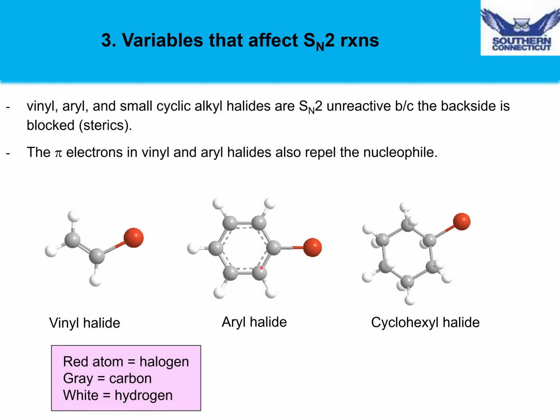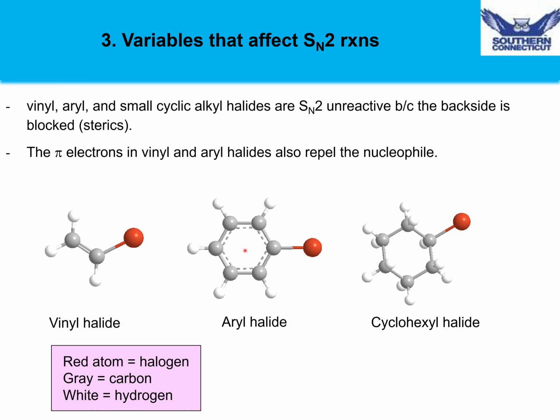This is a 6-member ring. The incoming nucleophile would have to get inside of that ring to be able to attack the carbon from the backside of this bond here. In addition, the pi electrons shown here of the double bond and the pi electrons of the ring would repel the nucleophile, which has a negative charge. So for those two reasons, the vinyl and the aryl halides are generally considered unreactive in the SN2 reaction.